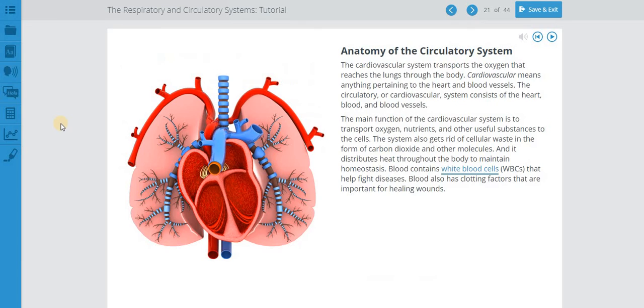re-oxygenated. So I know you've seen all this before, but we're going to go through it again real fast. Right in the middle of your chest, your lungs are on the outside, your heart is on the inside. Your heart has 4 chambers. There are all these arteries and veins around it. We're going to talk about that briefly.